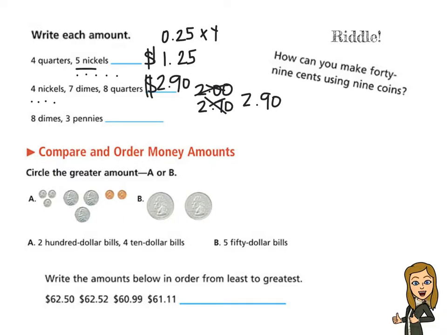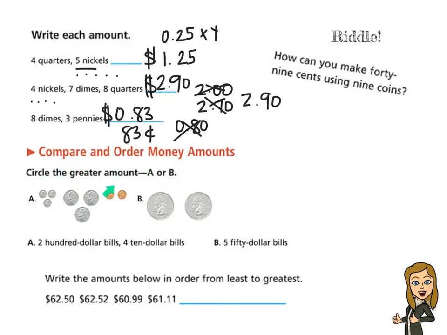Beautiful. All right, next I have 8 dimes and 3 pennies. Well, the 8 dimes will be worth 80 cents, and then if I add 3 pennies, or 3 cents, I end up with 83 cents, which can be written like so, or I can write it as 83 with the cents symbol. Now we're going to compare and order money amounts.